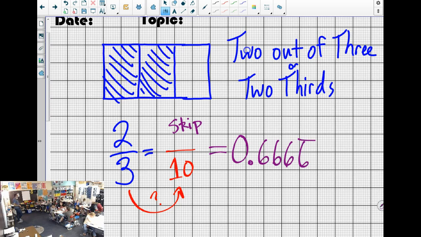Now, an evil math teacher might ask you to do this long division. I sometimes think, what would life be like if I was evil? Oh, I hate long division.